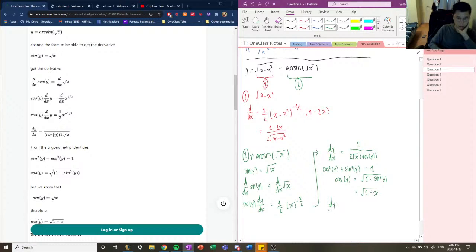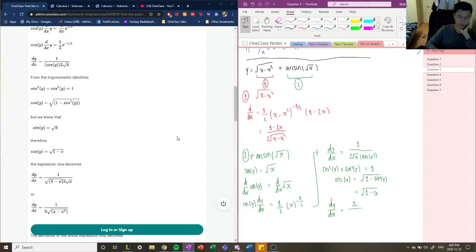And now we're going to sub in cos here. So actually dy over dx is going to be equal to 1 over 2 root x minus x squared. Let me just see if this is right here. x minus x squared, yeah, okay. So this is our derivative for our part 2.